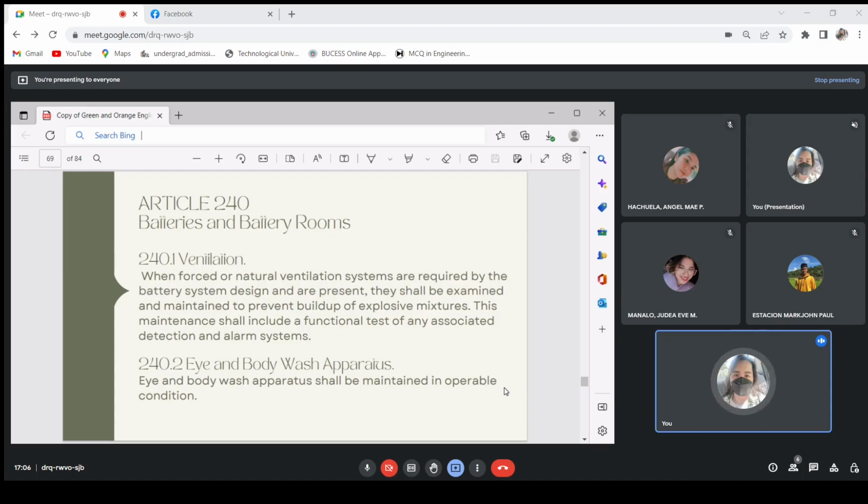Then sa ating 240.2 eye and body wash apparatus. Ito naman is dapat palagi natin itong ginagawa kasi since ginagamit natin to halos araw-araw o frequently natin itong ginagawa, dapat palagi itong maintained and pagkatapos ng trabaho palagi natin itong nililinisan and dapat secure natin to na wala tong mga breakage or cracks na pwedeng makasakit sa atin.